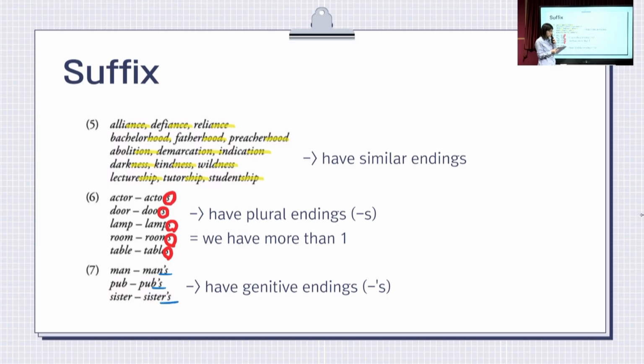The point here is that sometimes by looking at the morphological makeup of words, we can tell which word class they belong to. The words in 6 and 7 illustrate a similar point. In 6, we have plural endings, indicating that we have more than one item of a kind, whereas in 7, we have genitive endings, which usually, though not exclusively, indicate possession. For example, the man's clothes, the pub's clientele, my sister's cat. Plural and genitive endings are also typical of nouns.